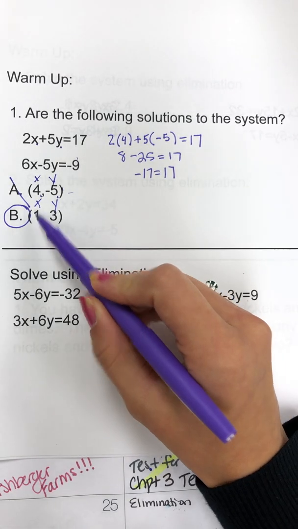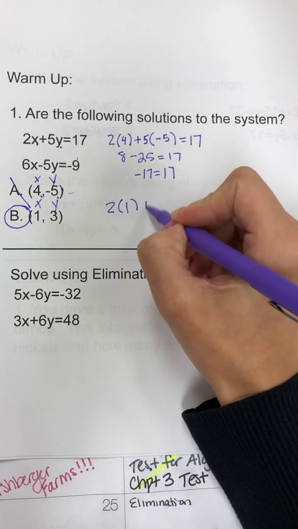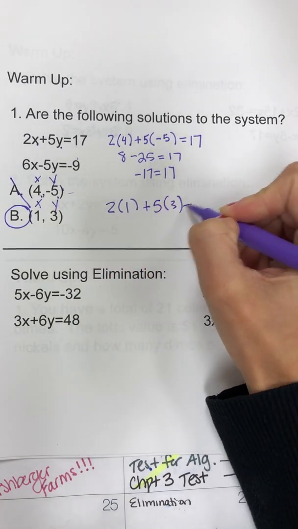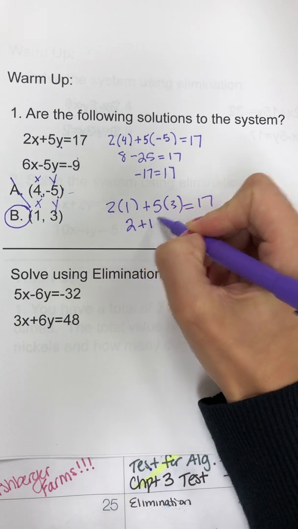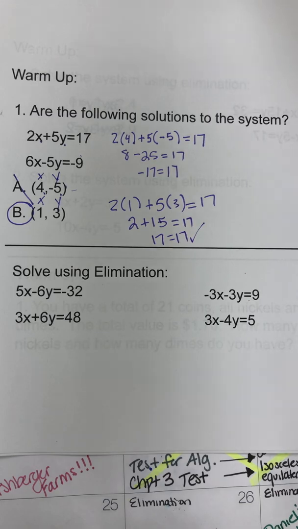So just to show you, if I plugged in 1 and 3 for that same equation, so plug 1 in for x and 3 in for y, I get 2 plus 15, which does come out to be 17 equals 17. So that's why B does work.